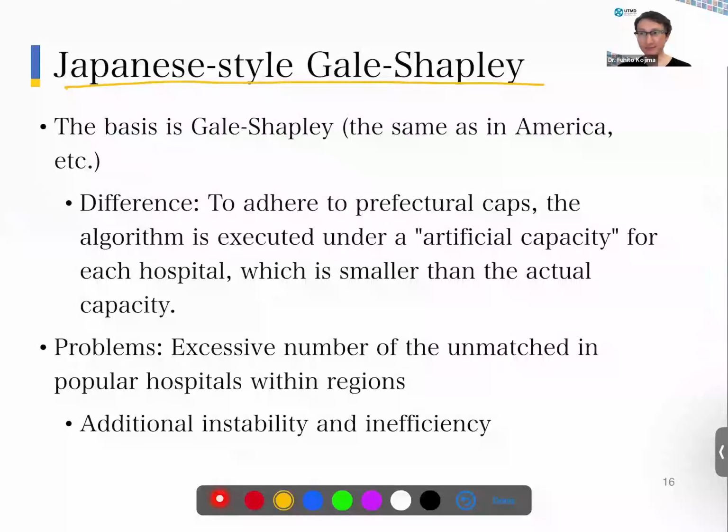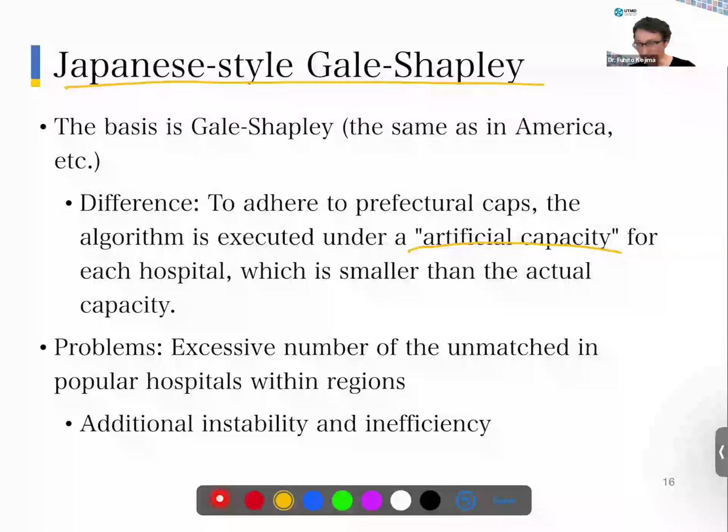So the idea is the following. Because the Gale-Shapley algorithm has been tried and tested, let's continue to use that algorithm, except that instead of using the real capacity of the hospital, where a hospital basically says my program has a vacancy of n, the algorithm sets an artificial capacity smaller than the real capacity of the hospital. And it forbids any hospital from accepting more than that artificial capacity. The artificial capacity is set in such a way that if you add it up across all the hospitals in the given prefecture, it matches the regional cap imposed on that prefecture. So the idea is to modify the Gale-Shapley algorithm just a little bit.